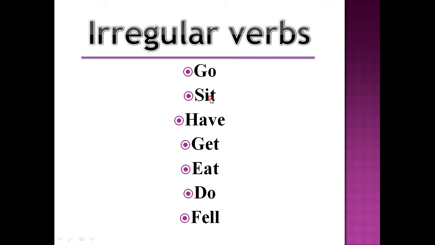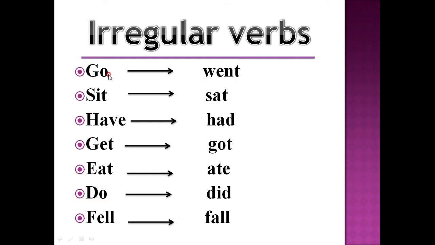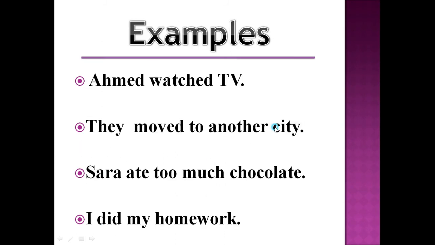Sit, sat. Have, had. Get, got. Eat, ate. Do, did. Fall, fell. Okay, let us see the verbs. Went is the past of go. Sat is the past of sit. Had is the past of have. Got, get. Ate, eat. Did, do. Fall, fell.